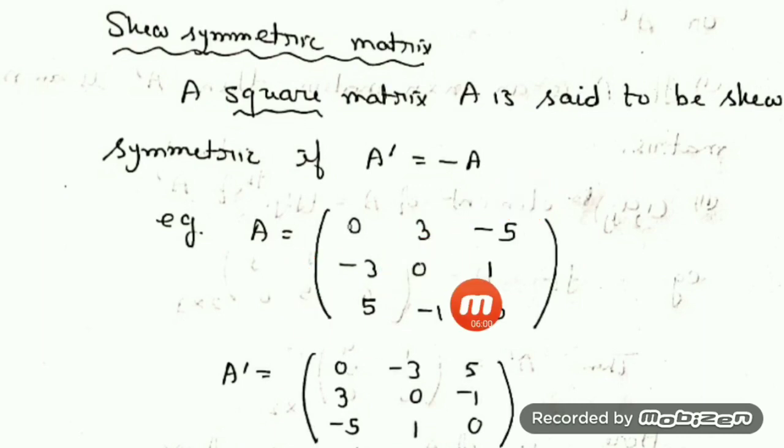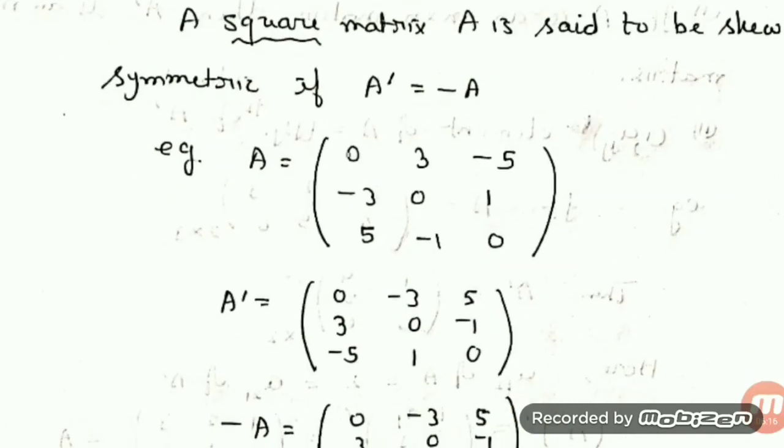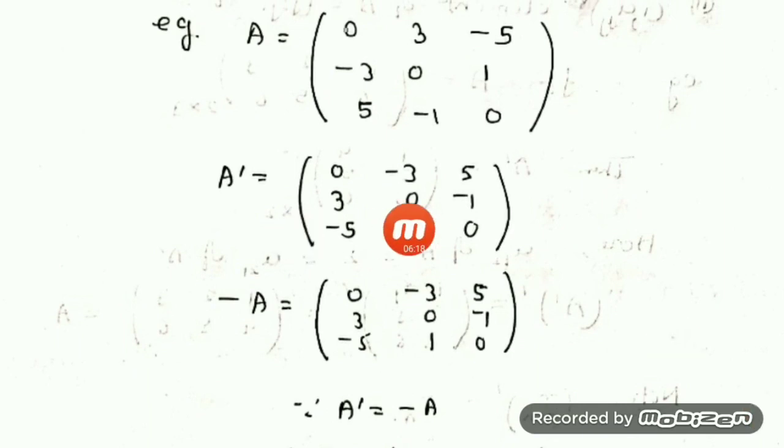So here I am considering an example: 0, 3, minus 5, minus 3, 0, 1, 5, minus 1, 0. Take its transpose. What does the first row become? First column: 0, 3, 5. Second row: minus 3, 0, 1. Third row: minus 5, minus 1, 0. Now in this case you see A transpose and A, they are not equal. 0, 0 is okay, but this is not equal to this one.